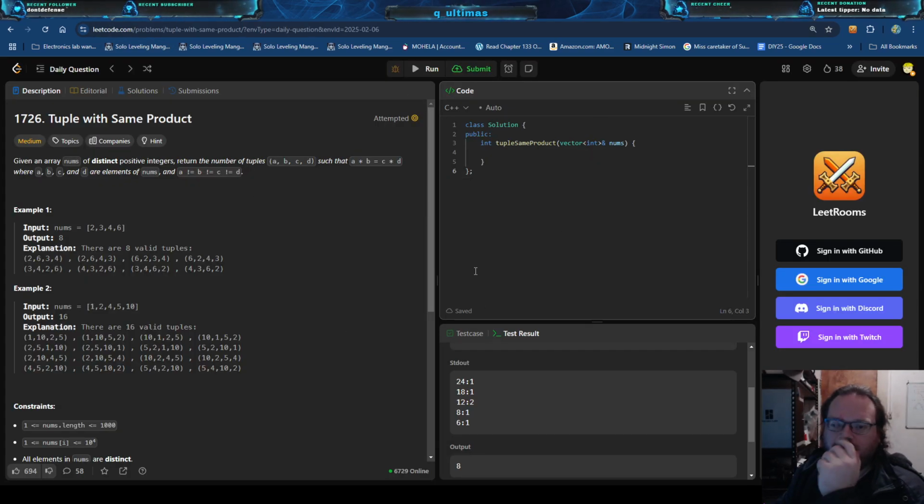Okay, here's the problem of the day. 1726, Tuple with the Same Product. Given an array nums of distinct positive integers, return the number of tuples a, b, c, d, such that a times b equals c times d, where a, b, c, and d are elements of nums, and a does not equal b, does not equal c, does not equal d.